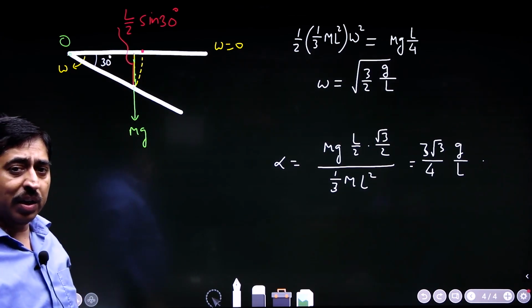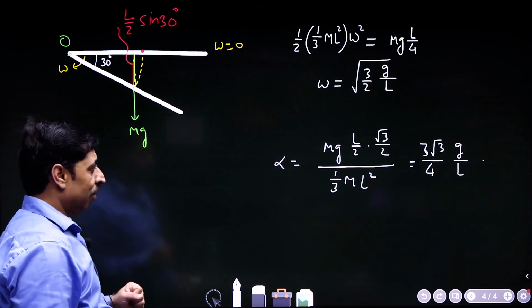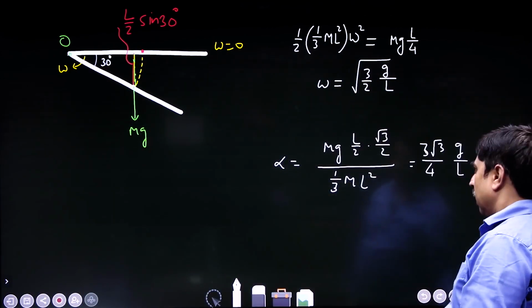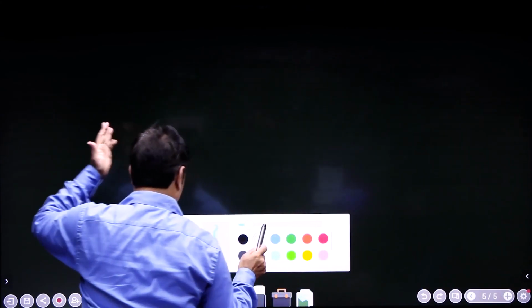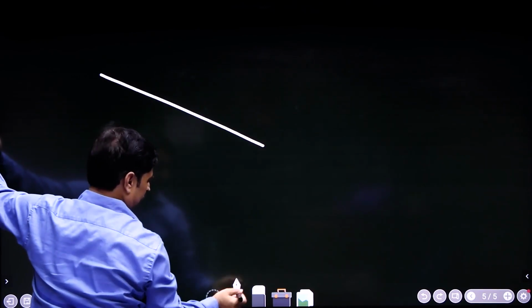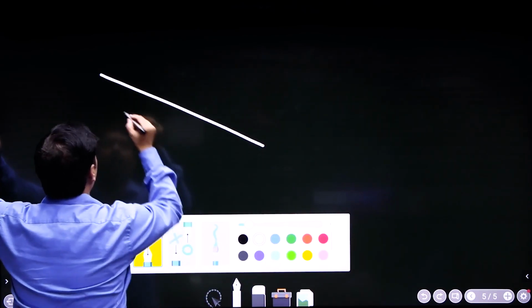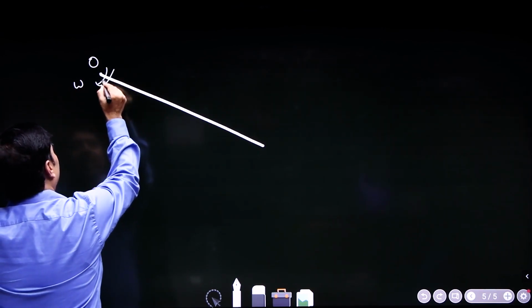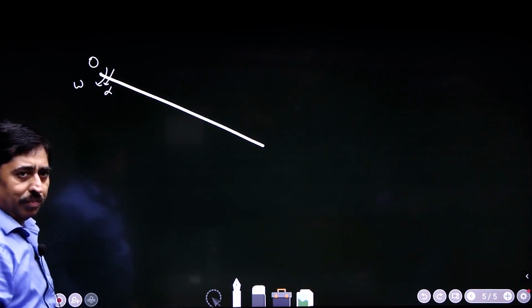So, I know omega, I know alpha. Now, what am I going to do with these two quantities? Let me change the diagram for the sake of clarity. This is our rod, and this is having an angular speed omega and angular acceleration alpha, right.